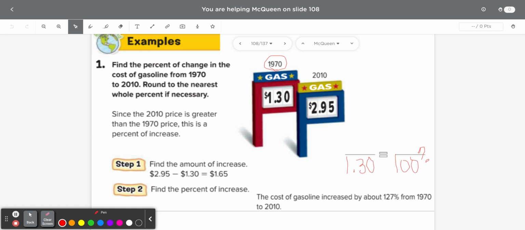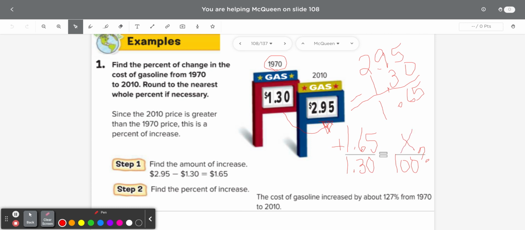Okay, so we know $1.30 is 100%. So we ask ourselves, what happened from then to 2010? And so we see that it went up. Well, it went up, but by how much? And so I do a little math here, and I take $2.95 minus $1.30. And we find out what happened. And we end up with $1.65. Did it go up $1.65 or did it go down $1.65? And the answer is it went up $1.65. So we call that an increase. All right, so we want to find the percent of increase.